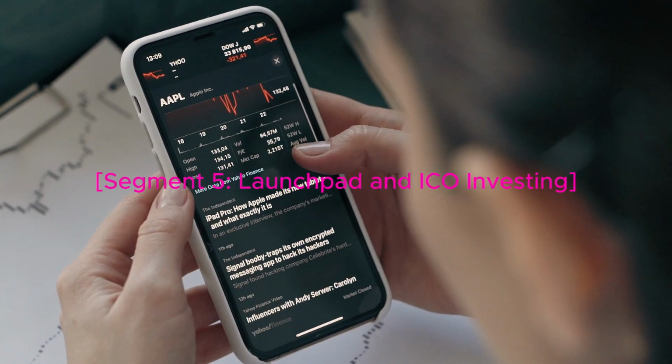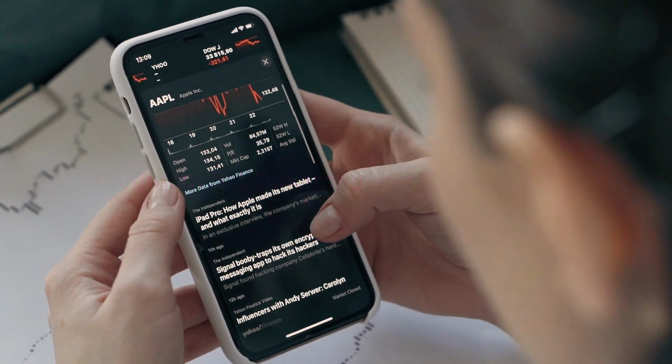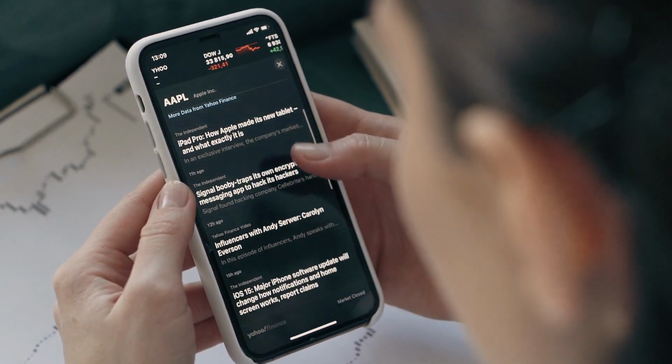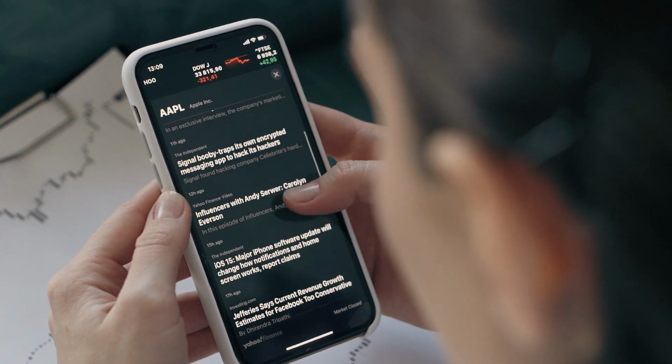Next, strategy number 5, launchpad and ICO investing. Binance Launchpad allows you to invest in early-stage crypto projects, giving you a chance to buy tokens before they hit the market. However, this strategy carries higher risks, so it's vital to carefully vet projects, consider their fundamentals, and invest only what you can afford to lose.